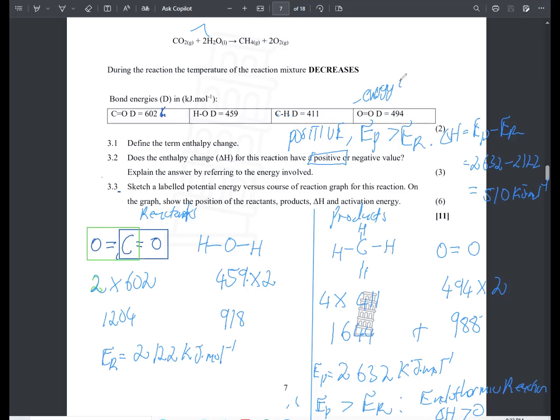Energy of the product is greater than energy of reactants. So they will give you 2 marks for saying that, and then a mark for saying positive. Okay, nice one.